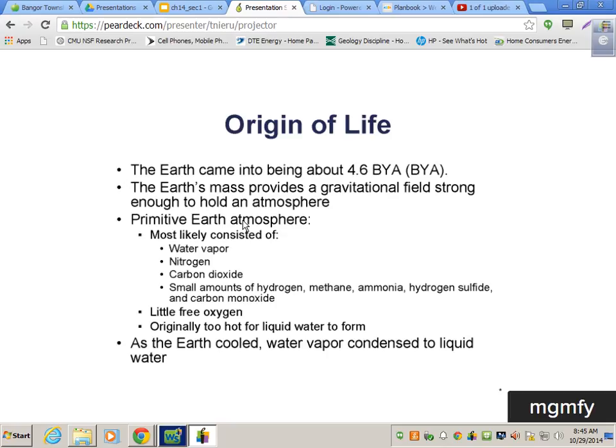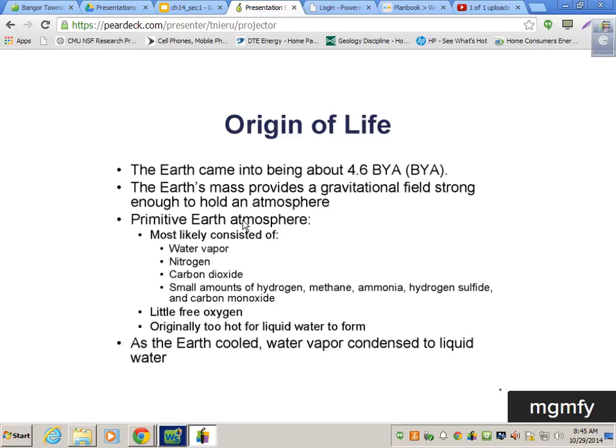So there was little free oxygen available. Originally, it was too hot for liquid water to form, so all of the water was not in the oceans. Now, imagine our planet being so hot that all the water was not on the surface. It was basically not an atmosphere, but just in this biosphere. Okay, I shouldn't even call it a biosphere because life wasn't quite there yet.